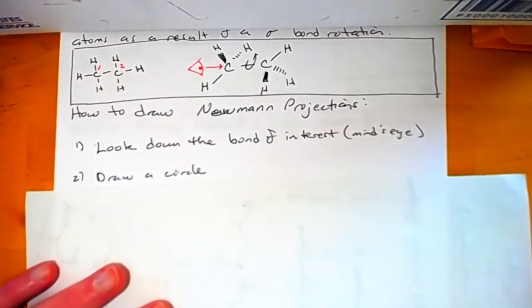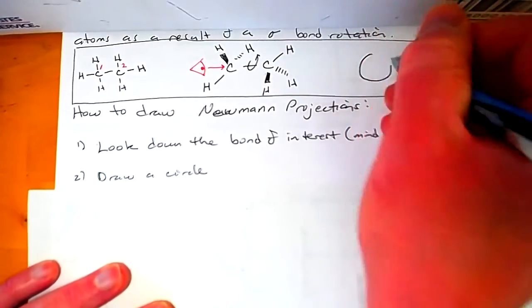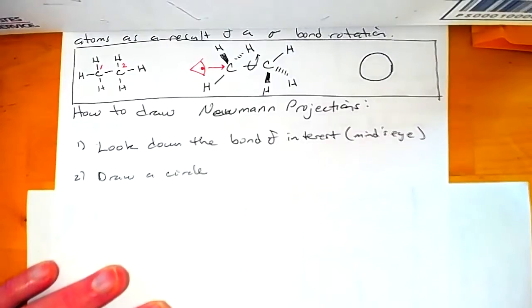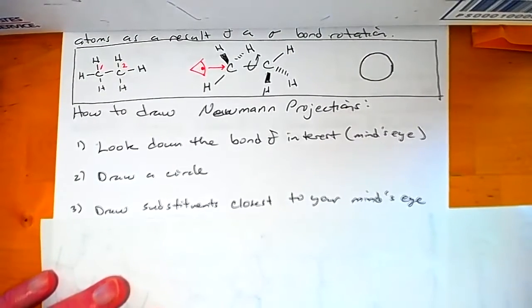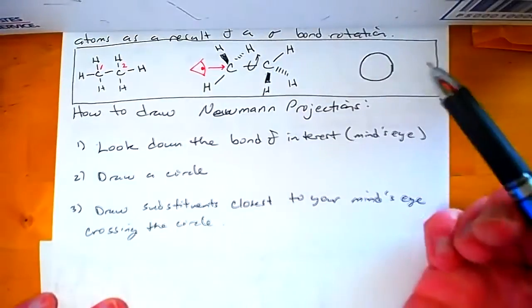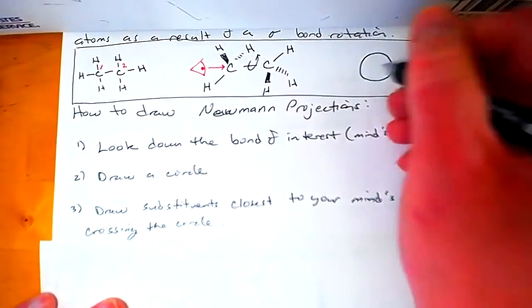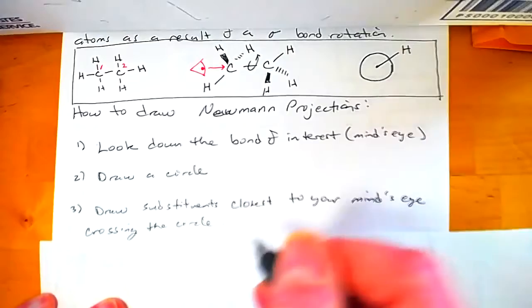The first thing you want to do is draw a circle. That circle is how we're going to be thinking about the substituents coming off of those carbons. What you want to do is draw the substituents closest to the mind's eye crossing into the circle, which represents their spatial arrangement. You can see there's a hydrogen here that's coming out towards us, so I'm going to draw that hydrogen going off to the right like this.